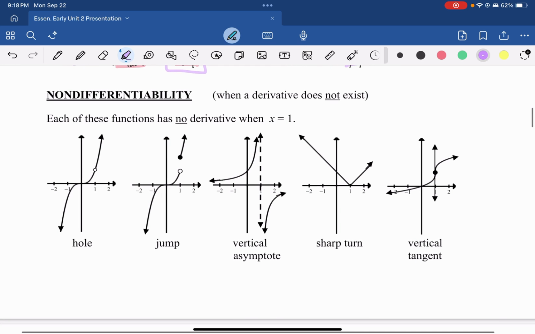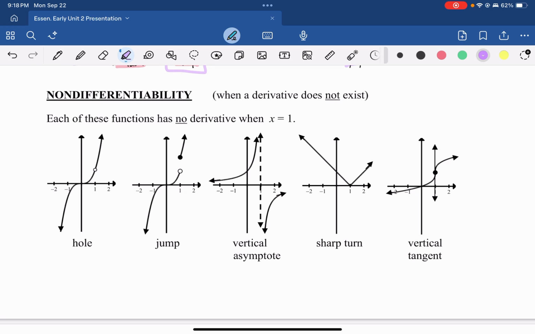Okay, next, non-differentiability. So when a derivative does not exist, right? We looked at when limits exist in Unit 1, and those are important because they give us an idea of when things aren't going to have a derivative. Okay, so here are 5 examples. We have a hole, a jump, a vertical asymptote, a sharp turn, and then a vertical tangent. For each of these, there is no derivative at x equals 1.